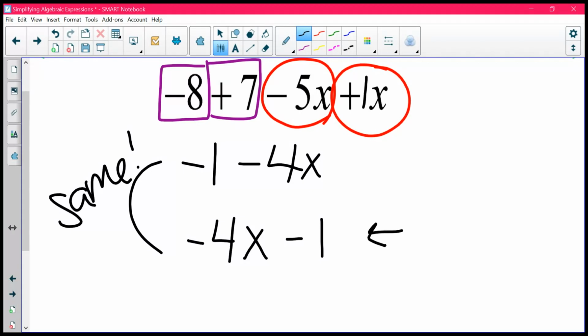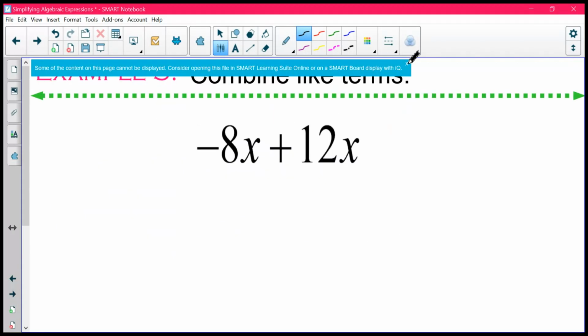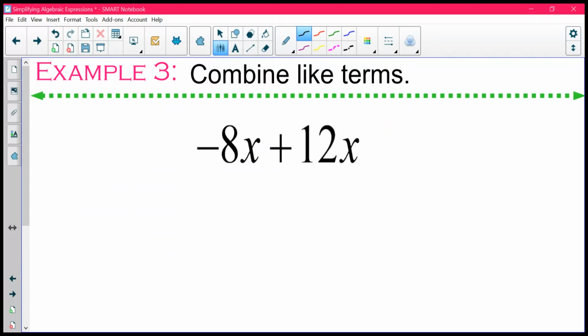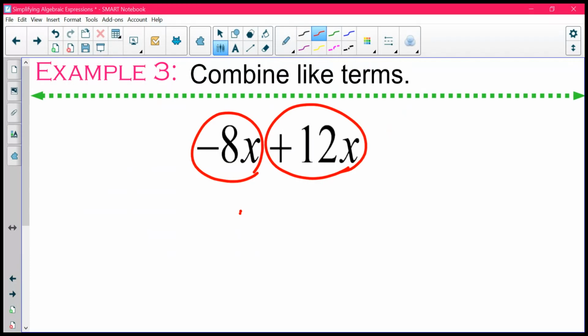Okay, example 3. All right, we have two x terms. So I'm just going to combine them. And it's negative 8 plus 12, which is 4x. And then that would be it.